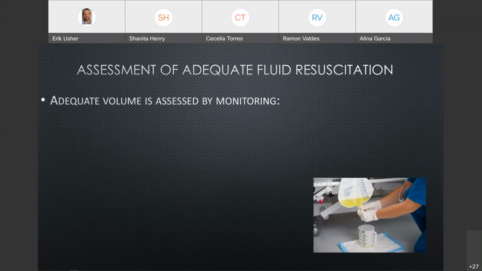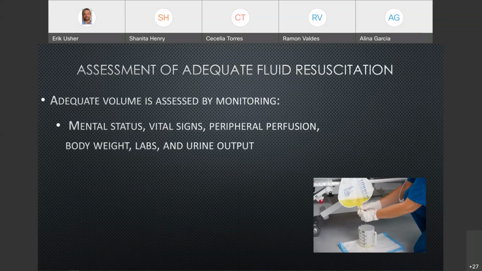So when we assess for adequate fluid resuscitation, we monitor the mental status, vital signs, peripheral perfusion, body weight, labs, and urine output. Again, how are they mentating? Are they still tachycardic? Has their heart rate come down? Does their blood pressure come up? Is that peripheral perfusion? Are they pink? Do they have a delayed capillary refill? Or is it kind of coming back to normal? Is their body weight? Are they losing weight? Are they diuresing? Labs, is their hematocrit and hemoglobin all normalizing, BUN and creatinine? And let's look at their electrolytes. And of course, the urine output.